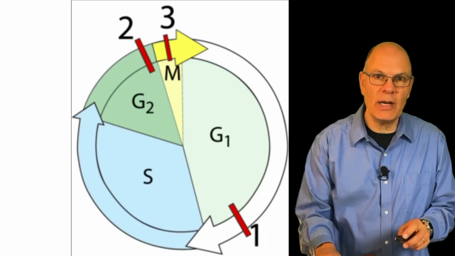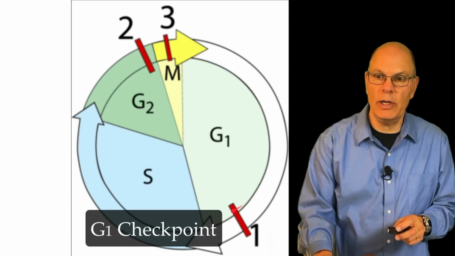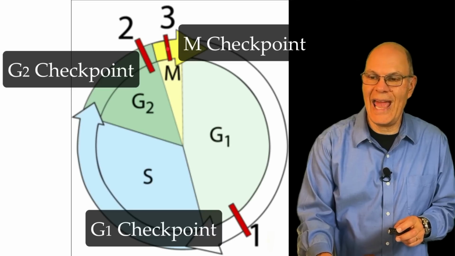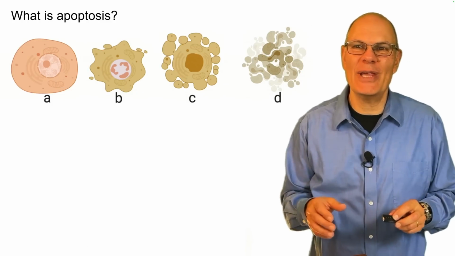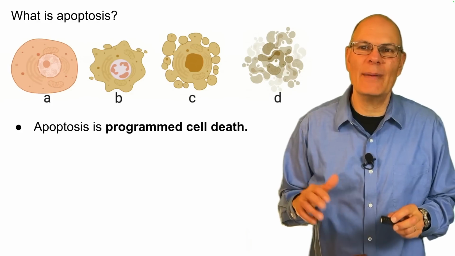The primary checkpoints to know about for AP Bio are the G1 checkpoint over here, the G2 checkpoint, and the M checkpoint. What is apoptosis? I've talked about that several times. Note that the second P is silent. Apoptosis is programmed cell death.